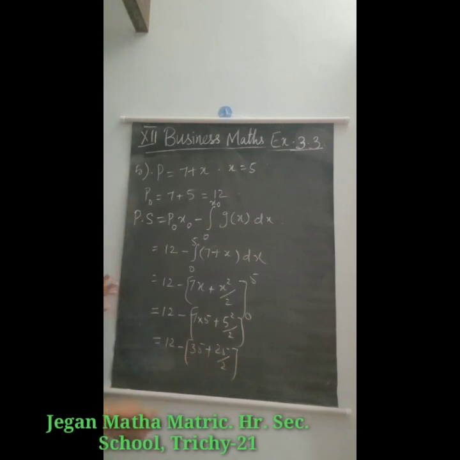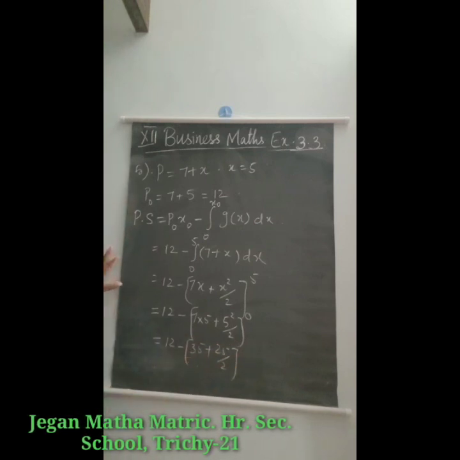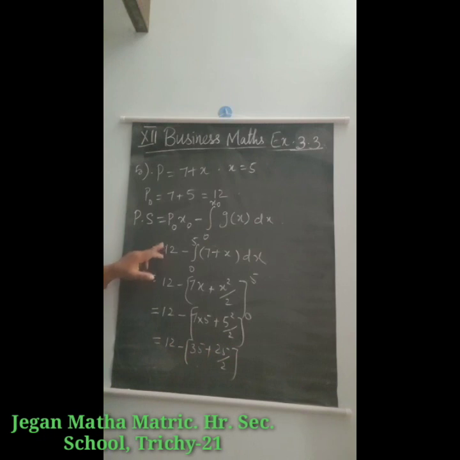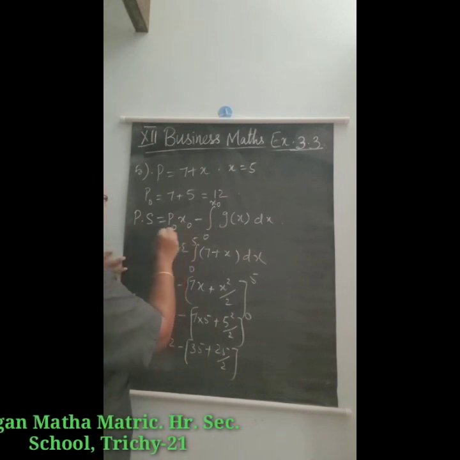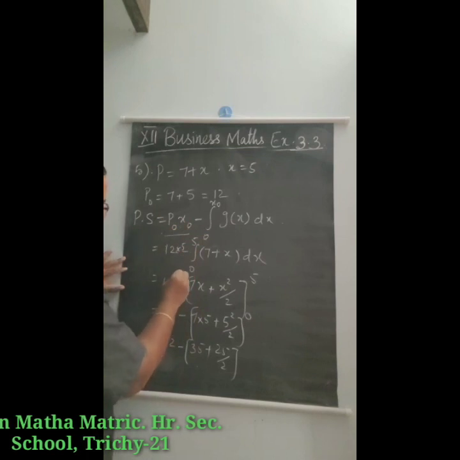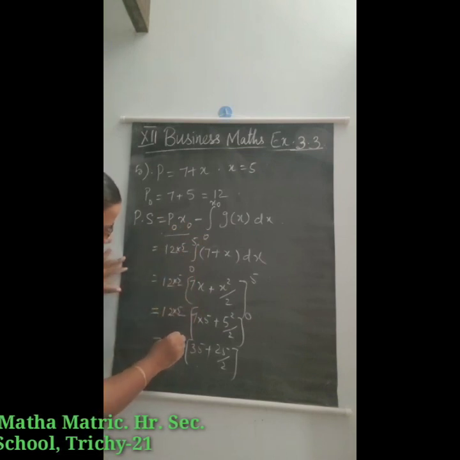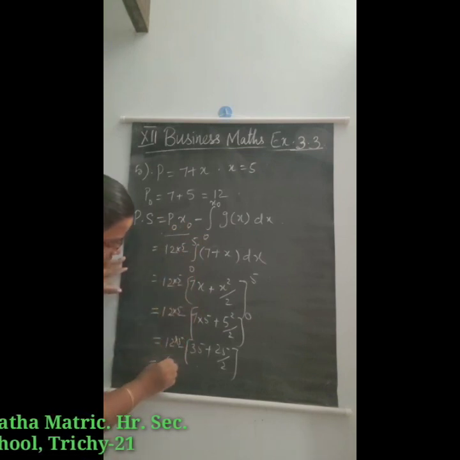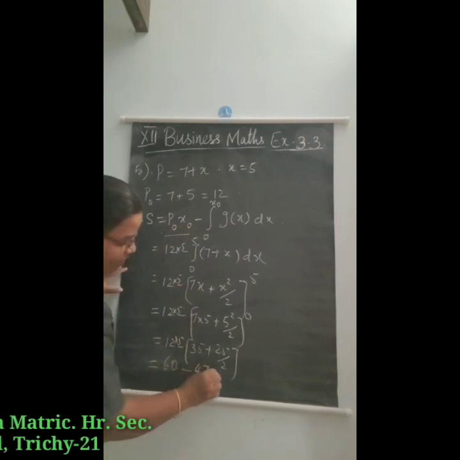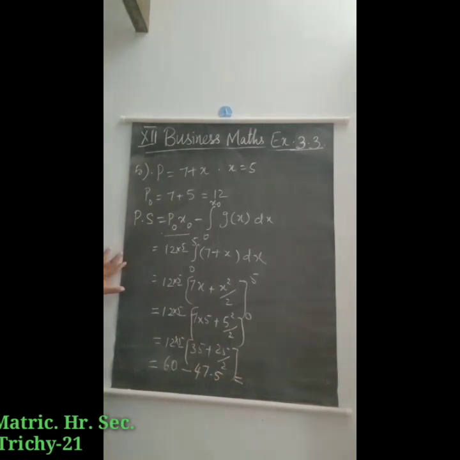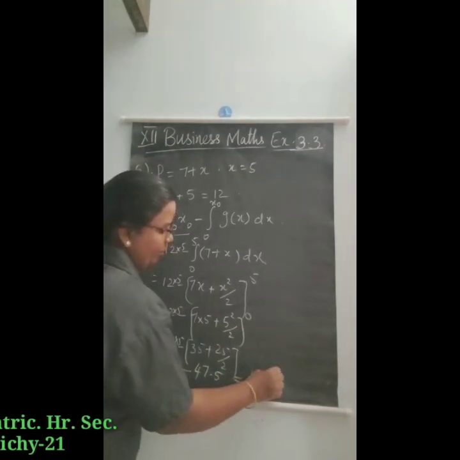If we simplify this, we will get 60. Here P naught X naught value is 12 into 5, so here 60. P naught X naught value 60 minus 47.5. So that is equal to 12.5 units.